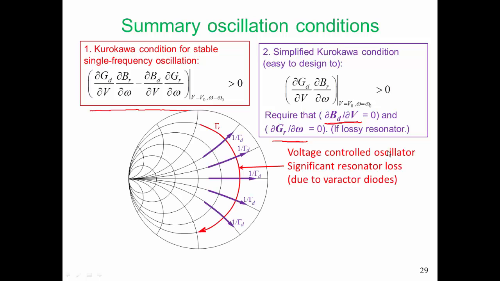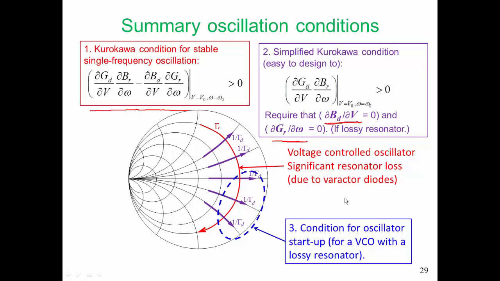For a voltage-controlled oscillator with significant resonator loss, we consider this behavior of gamma R and 1 over gamma D. And the region of the Smith chart that we choose for oscillator startup is in that lower right-hand quadrant. And we have to be in this region, one, because we're doing a Colpitts design, and secondly, we have significant resonator loss, so our gamma R locus is not going to be anywhere near the unit circle.